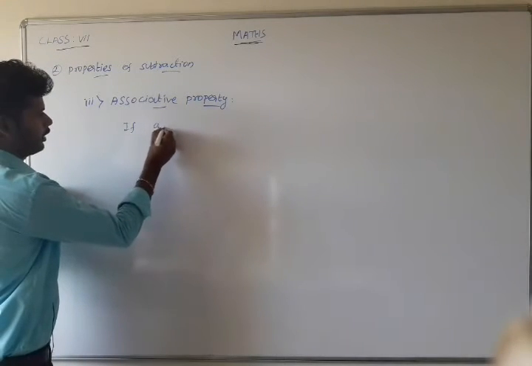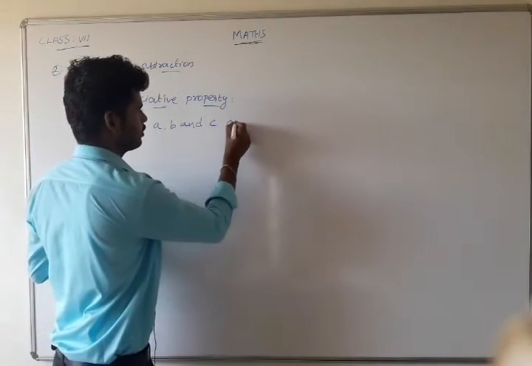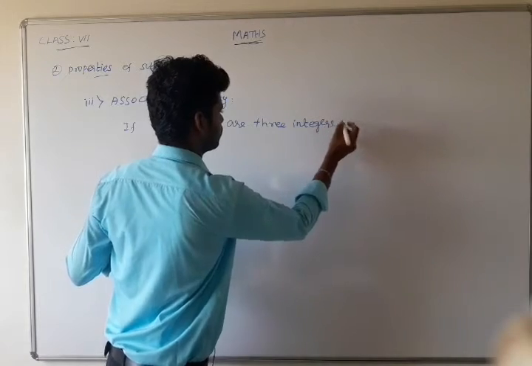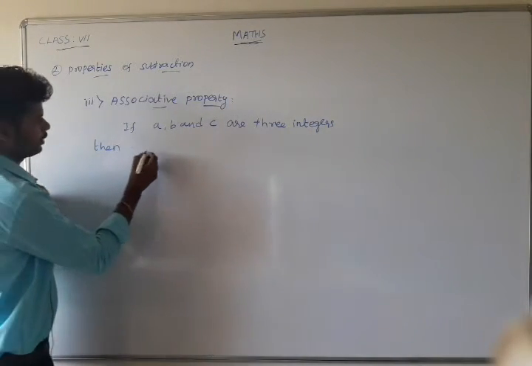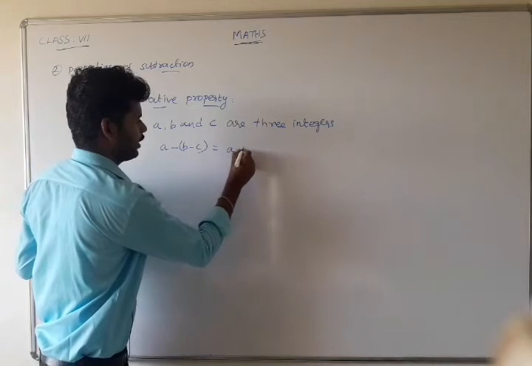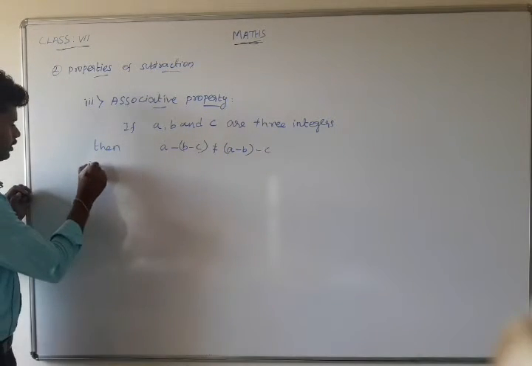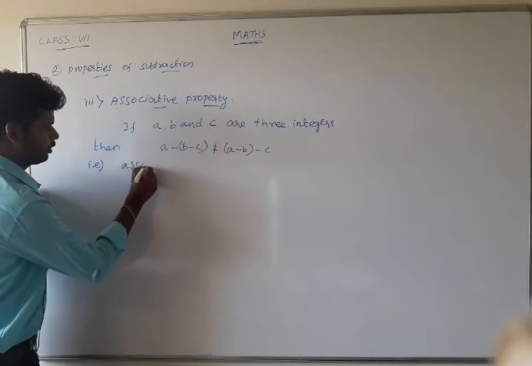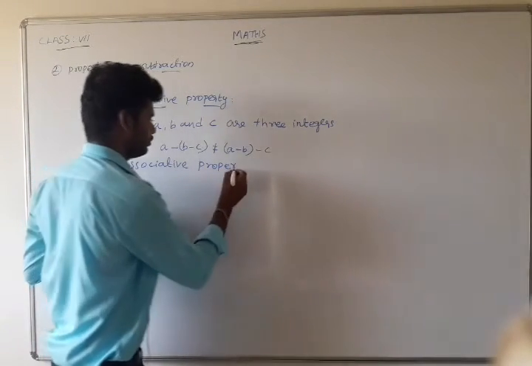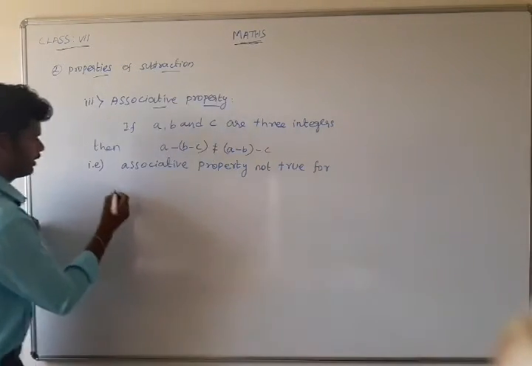If A, B and C are three integers, then A minus (B minus C) is not equal to (A minus B) minus C. That is, the associative property is not true for subtraction.